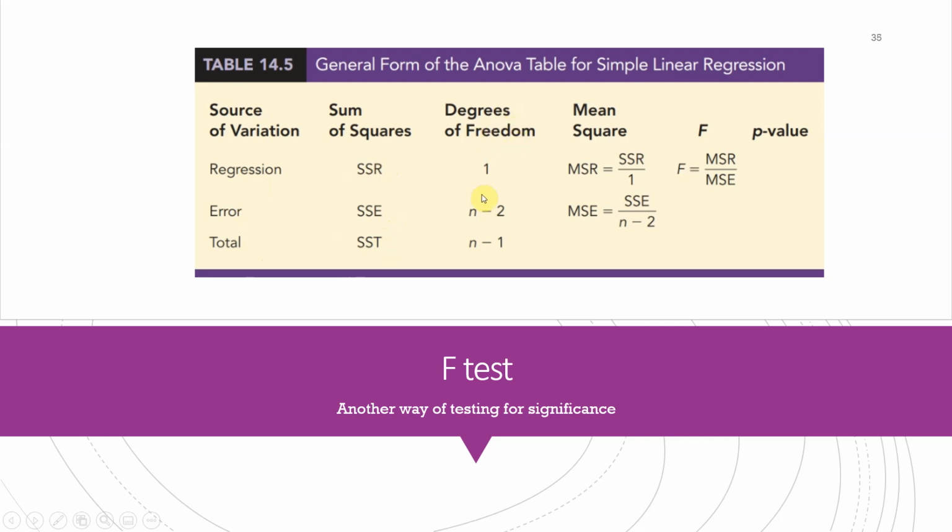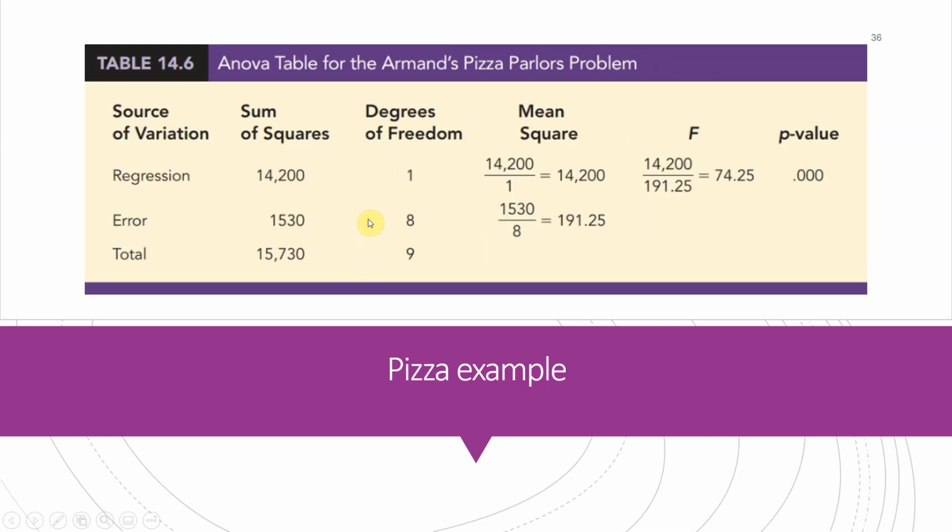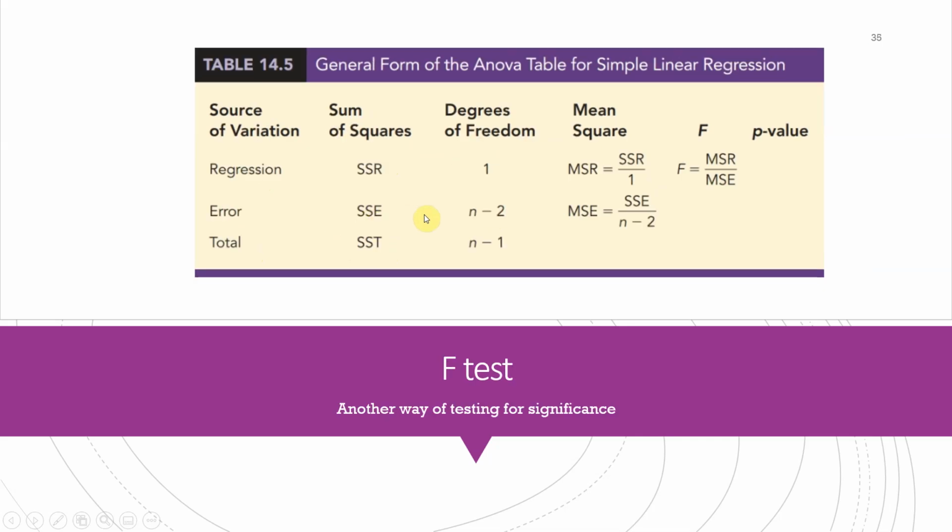The degrees of freedom, we already talked about that for the sum of squares. For error, it's equal to n minus 2. The total is equal to the sample size minus 1, and for regression, it's just equal to 1. The thing about these two columns is that they sum to the total. The regression plus error we already know is equal to the total.